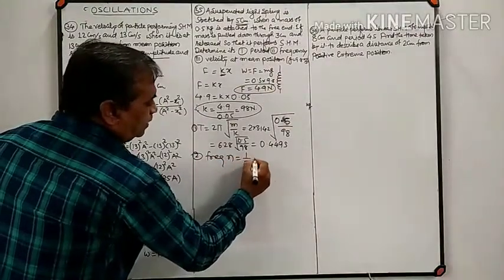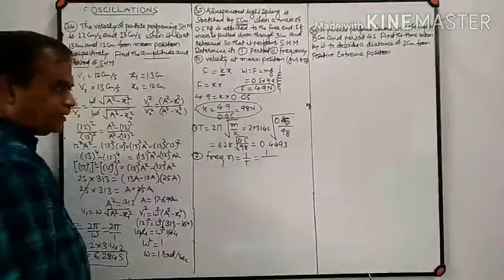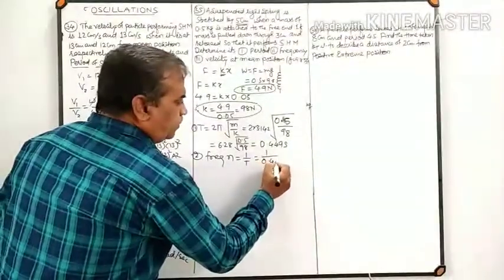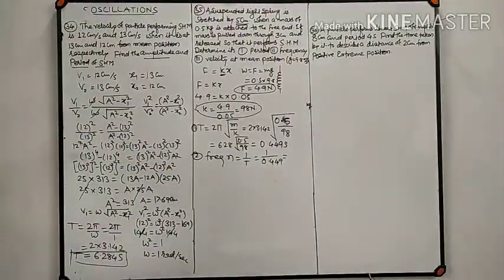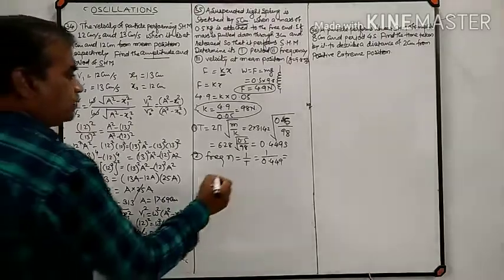Now the second physical quantity is the frequency. Frequency n is equal to 1 by T, the reciprocal of the time period. So that is equal to 1 upon 0.449. And what is the reciprocal of 0.449? It is 2.227.